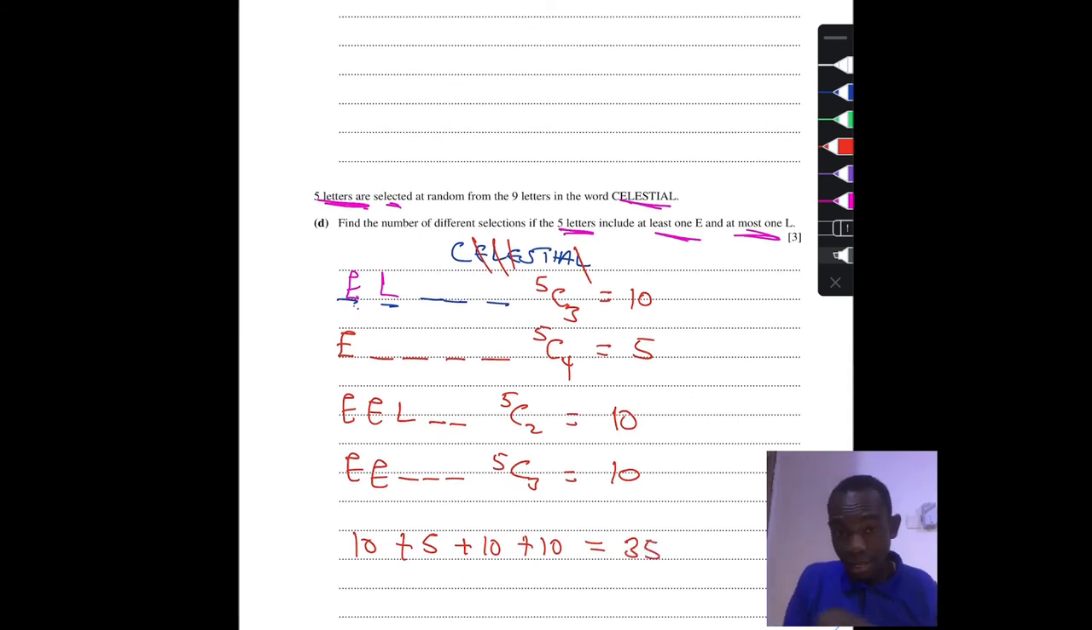You see the way I've done this? I did not just add it vertically. I wrote it horizontally before adding, because this is 3 marks. Cambridge is going to give you 1 mark for the possible selections that you've done. They will give you M1 for adding it up, and then A1 for the 35 that you have put down. So don't jump any step. Go through everything, score everything, okay? All right.